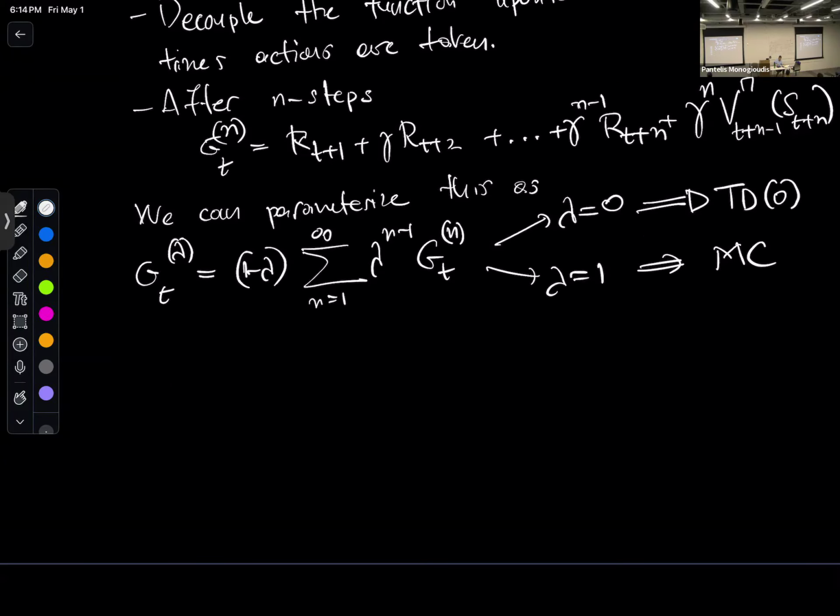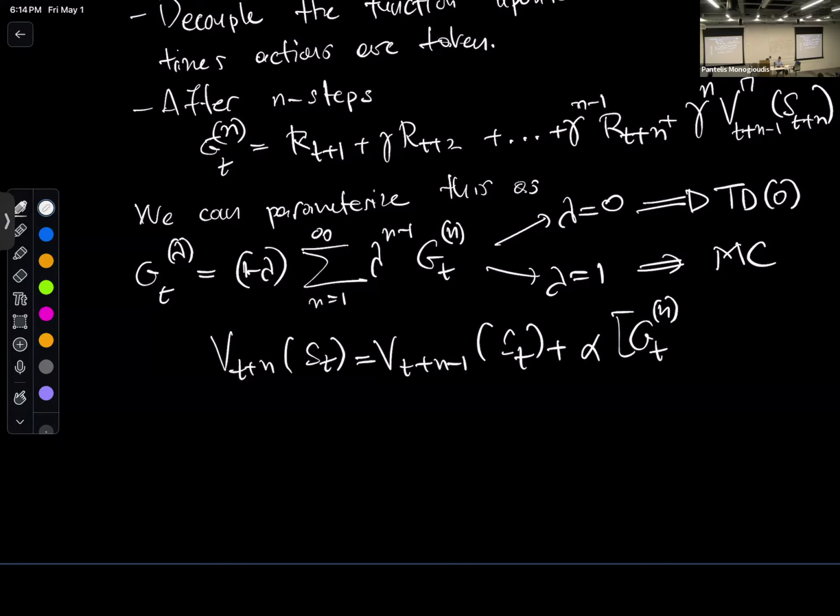The update in general is V_{t+n}(S_t) = V_{t+n-1}(S_t) + alpha (G_t^{(n)} - V_{t+n-1}(S_t)).